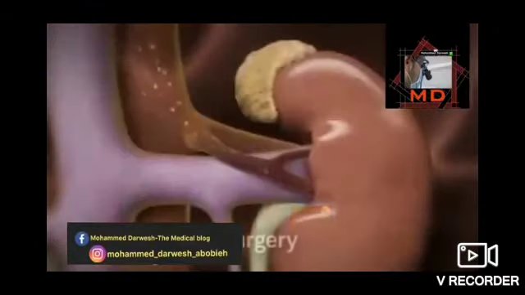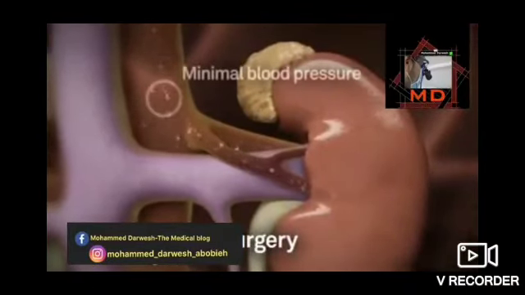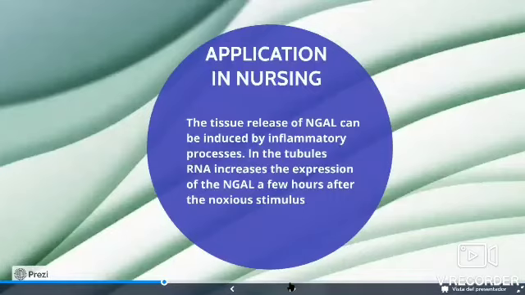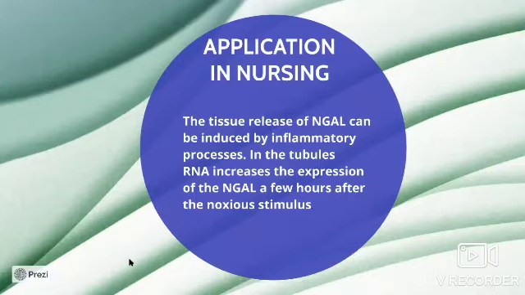During heart surgery, the cardiopulmonary bypass pump maintains only a minimal blood pressure. Application in nursing. The release of NGAL in tissues can be induced by inflammatory processes in the tubulus. RNA increases the expression of NGAL 12 hours after the noxious stimulus.